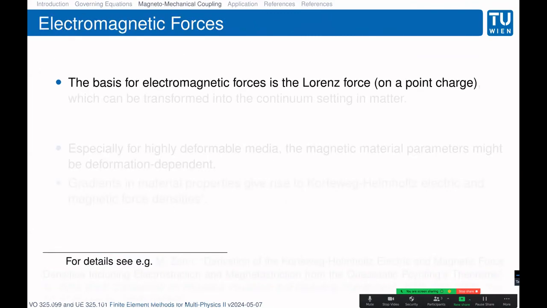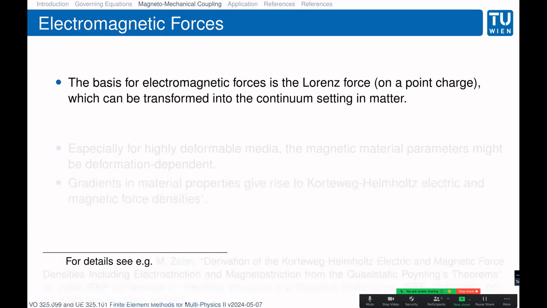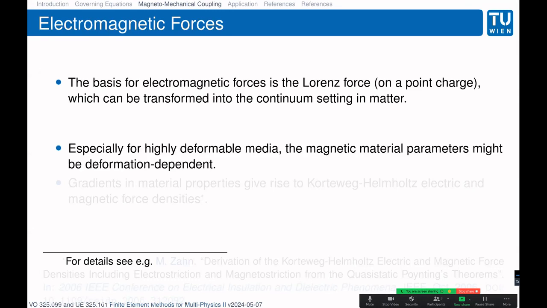In order to now bring the two problems to interact with each other, we'll have to look at the interaction effects, and one of them is the electromagnetic forces. The basis for the electromagnetic forces is the Lorentz force on the individual point charges. And this, for us, of course, has to be transformed into the continuum setting, because working only with point charges is not really handleable.